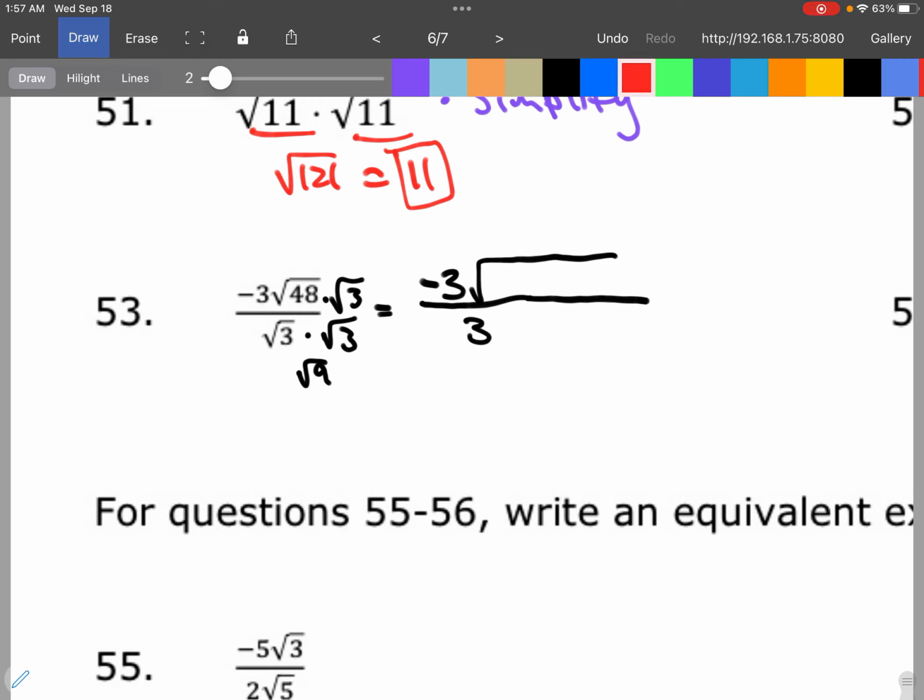So, 48. Break down 48. I'll do it over here. 48 is... Oh, I'm going to do this one differently. 48 is 8 and 6. 6 breaks down into 2 and 3. 8 breaks down into 4 and 2, and 4 breaks down into 2 and 2. So here's what we have right here. 1, 2, 3, 4 twos, and a 3. That's what all came from 48.